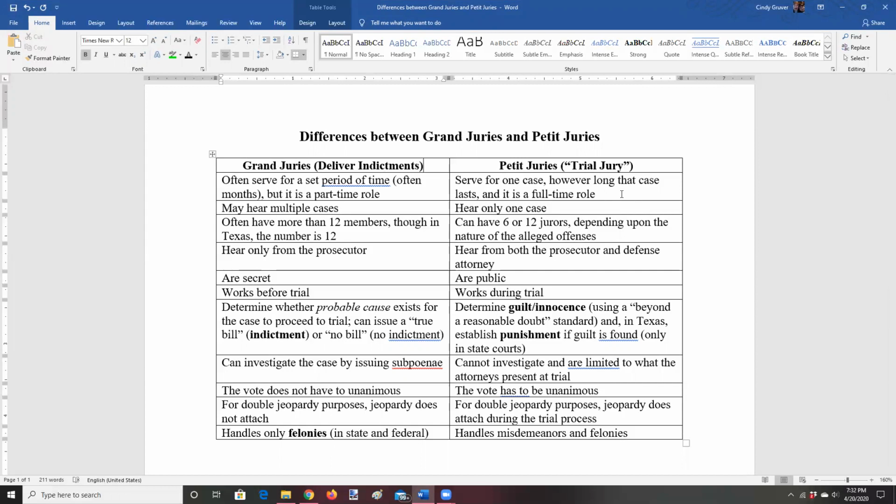In Texas, though, grand juries are limited to 12 people. So we've kept the name grand, but we have downsized it. If you were to go to a different state, though, you may find that the numbers are significantly higher. So this is where we get the names grand and petit.